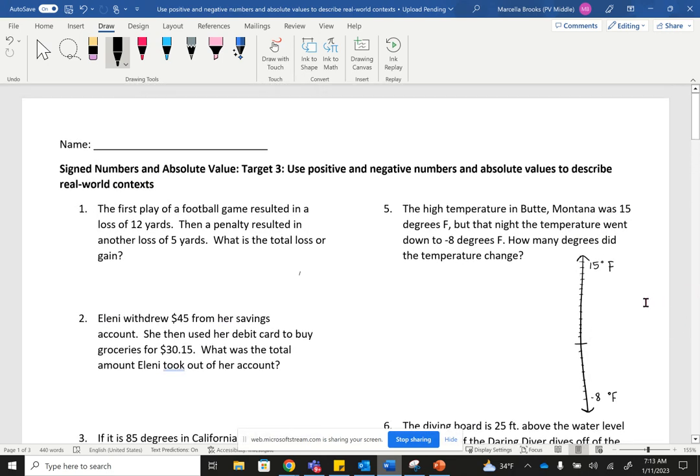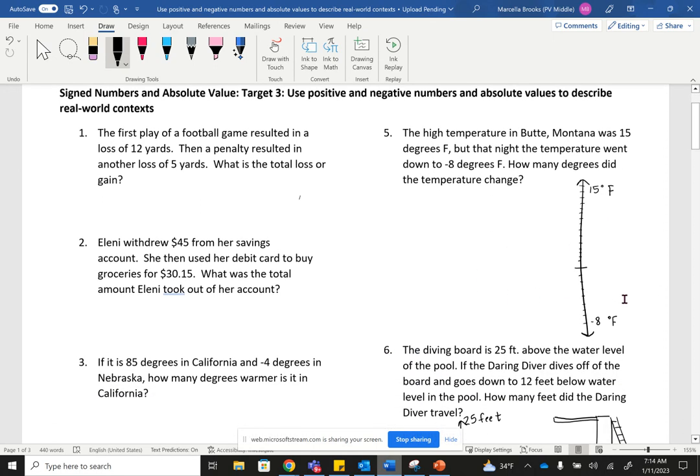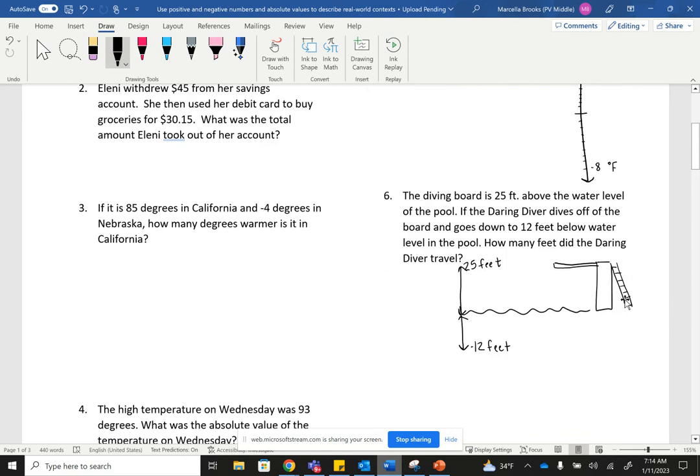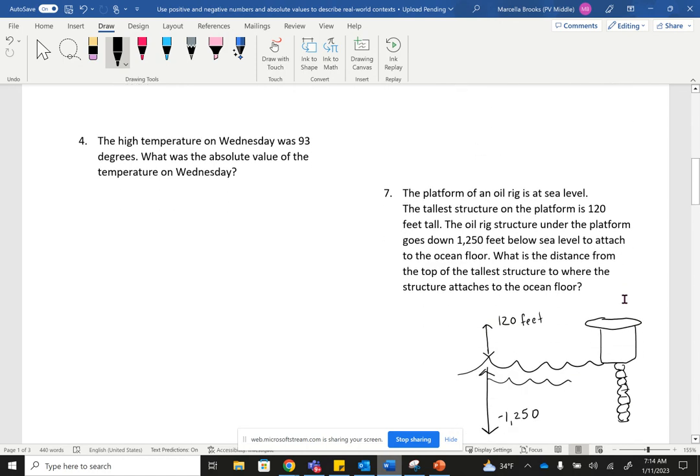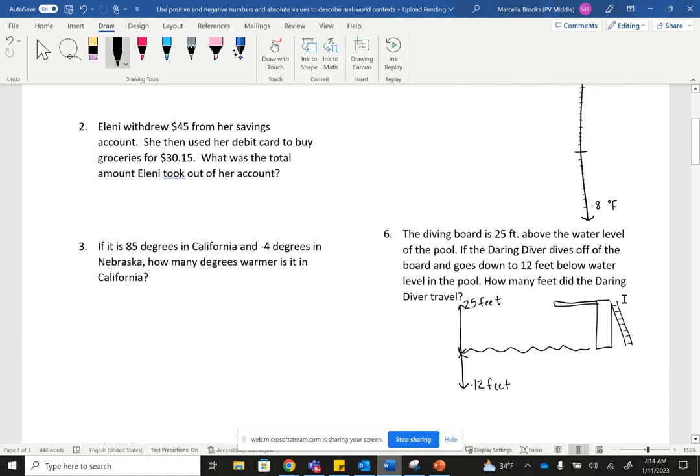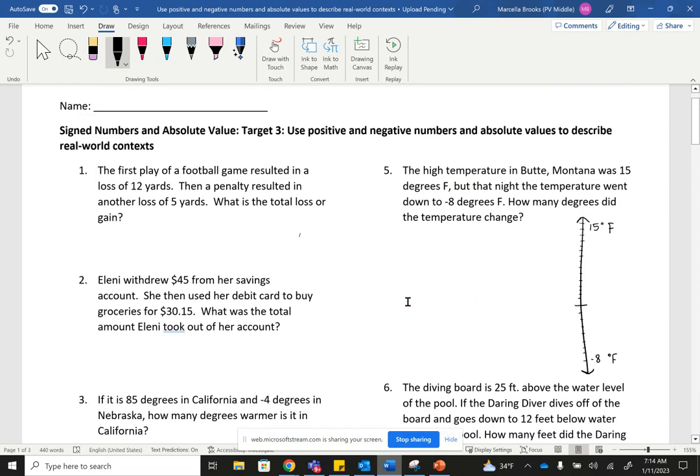This video for sign numbers and absolute value, target 3, where we will use positive and negative numbers and absolute values to describe real-world contexts. So I'm going to read through all of these. These are what the questions on your review tomorrow and your test on Friday will be. So here we go.